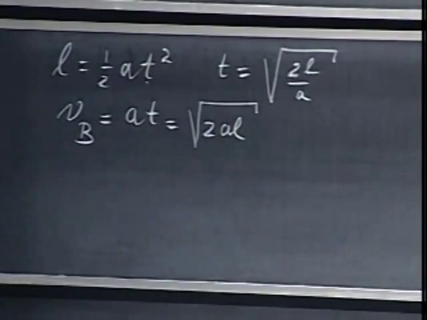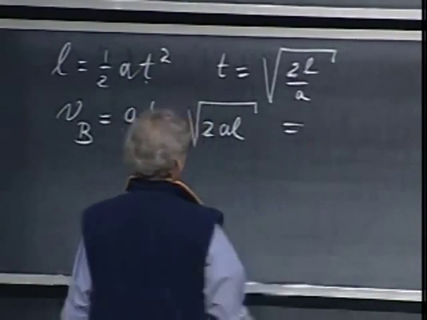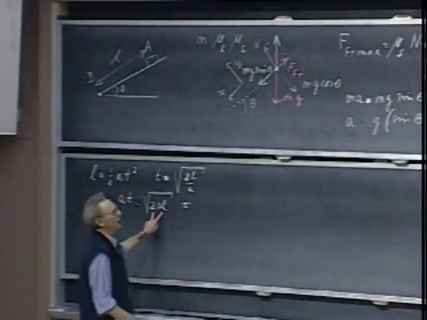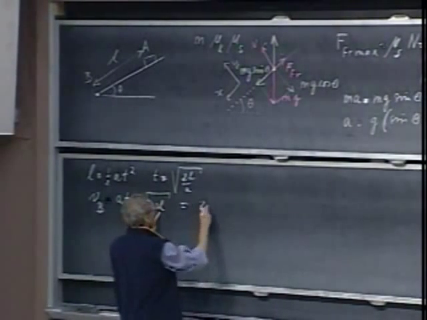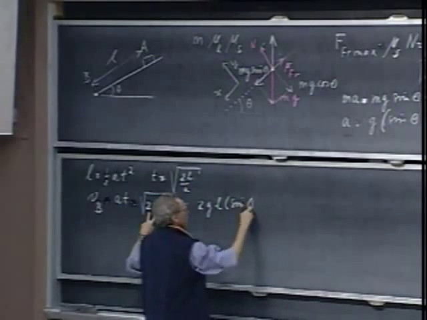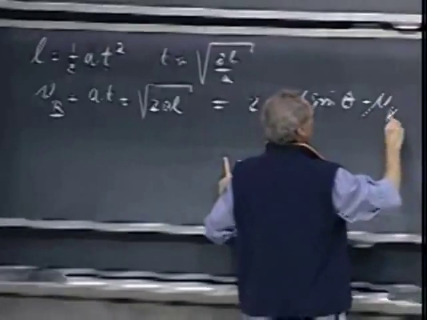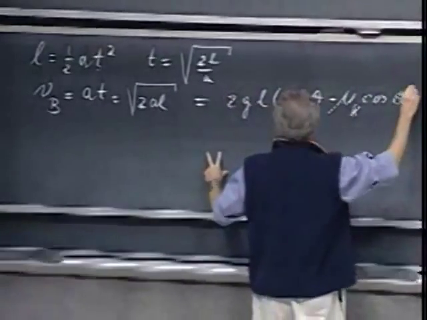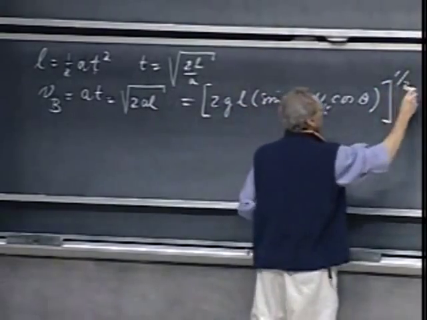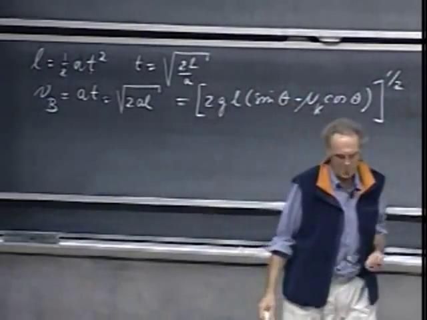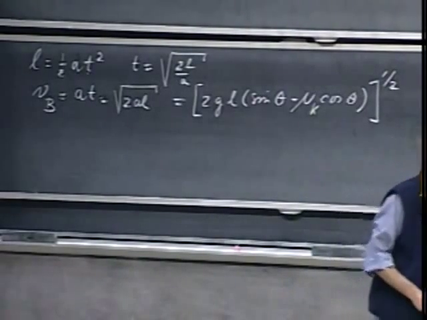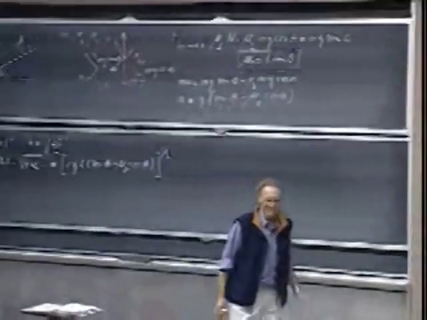And if you want to see that in all glorious detail, then of course you'll have to take that a, and you have to multiply that by 2L and take the square root. So we get 2gL times the sine of theta minus mu k times the cosine of theta, and the whole thing to the power 1/2. That is the speed at point B. I, however, would not do it that way. I don't find it very elegant.